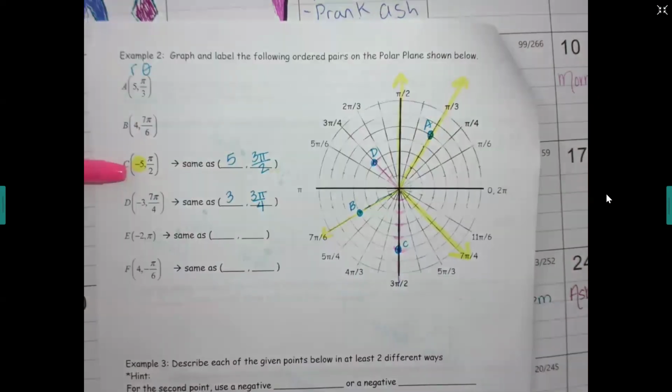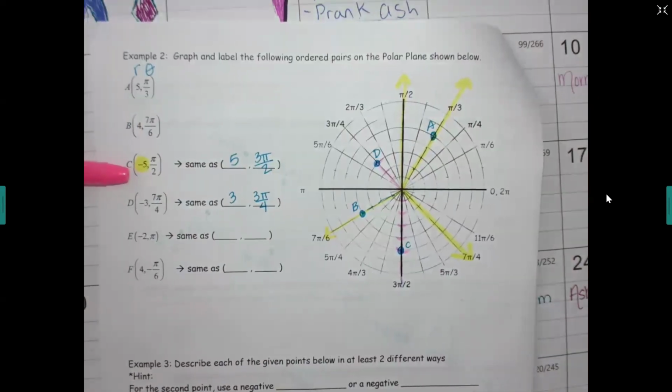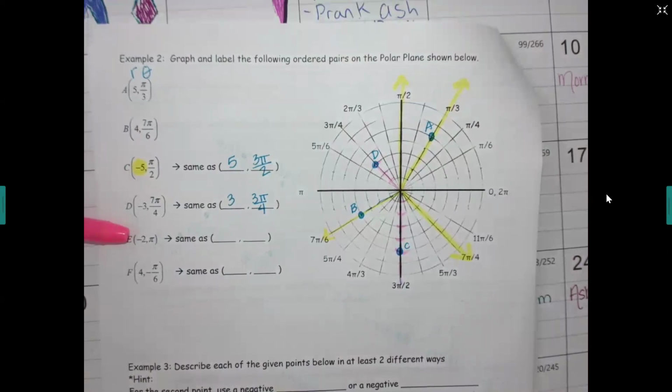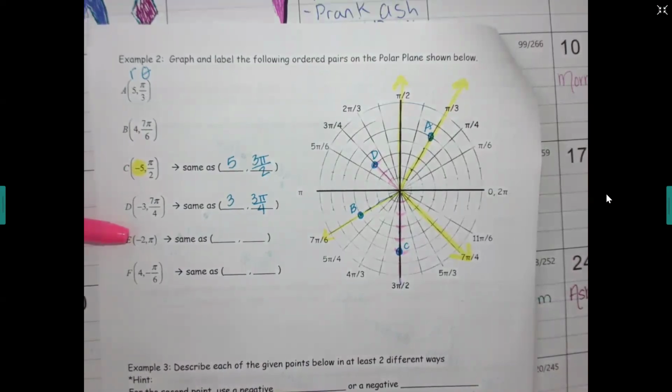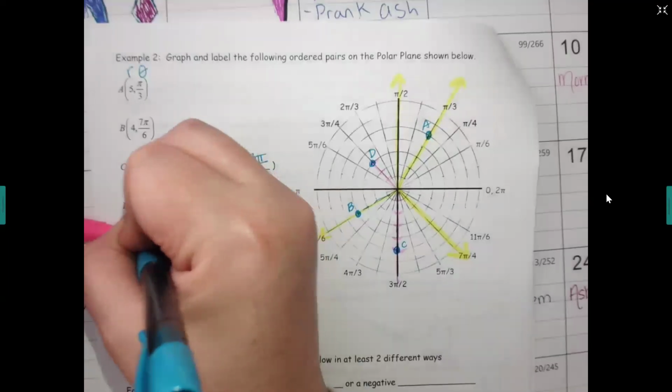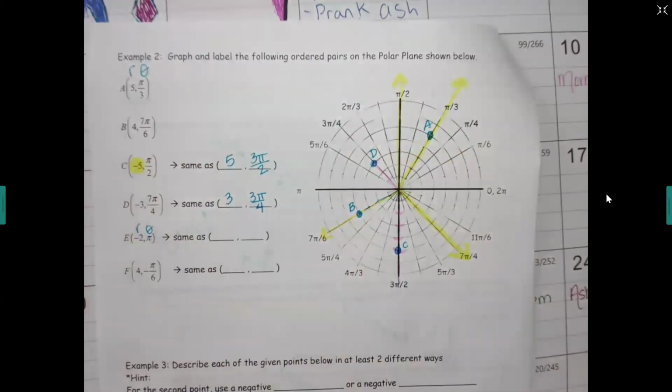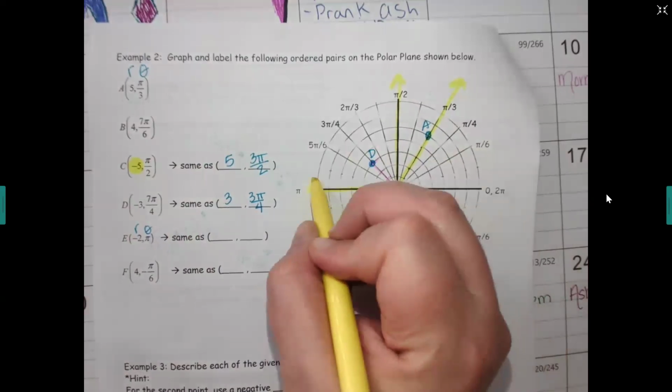Okay, those are just a little ball. All right, next one is point E. I have a -2 radius at pi for my angle. So I'm going to find pi for my theta. Pi is straight to the side.